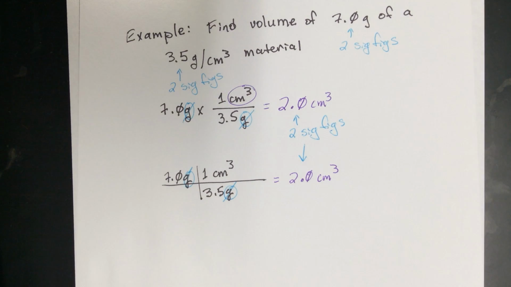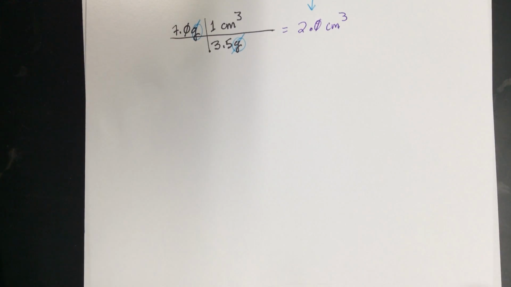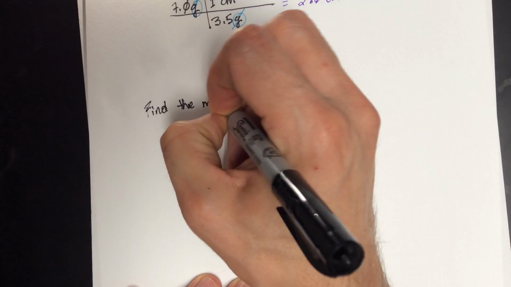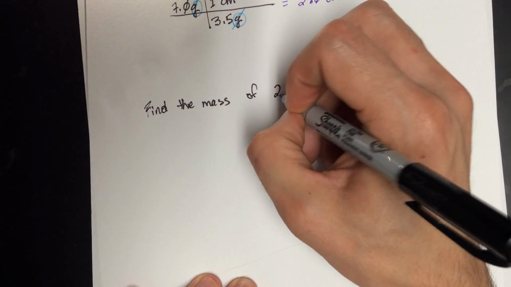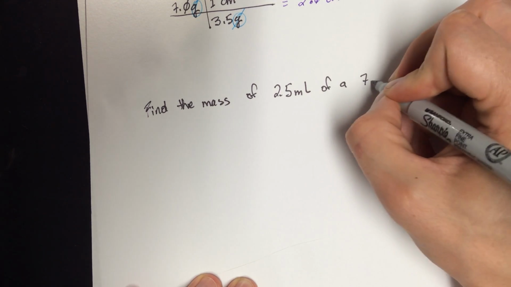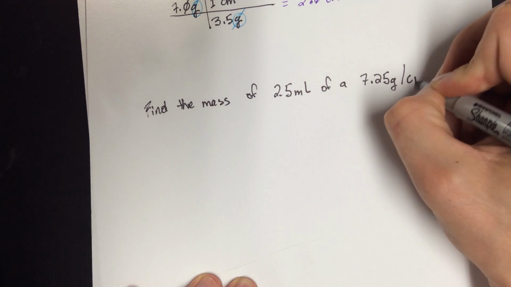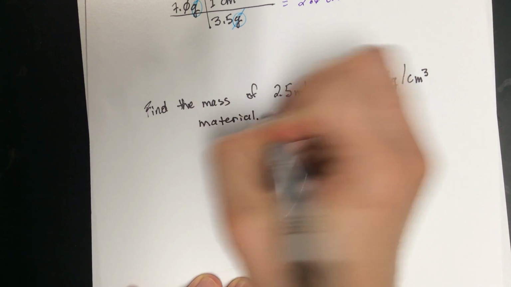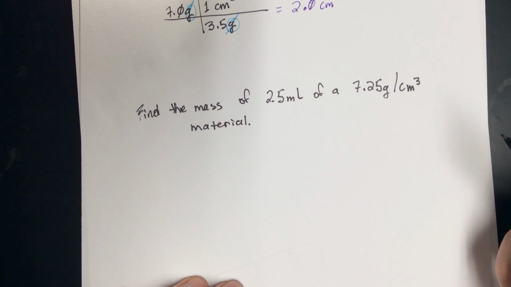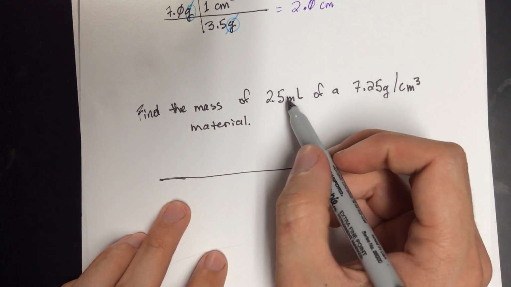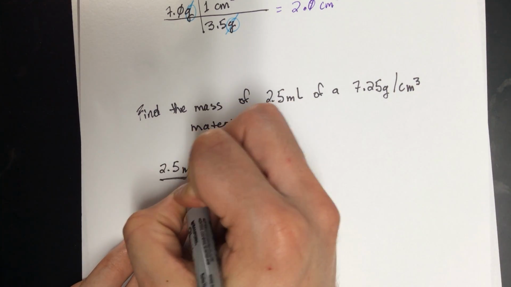But if you have a multi-step problem, for example, find the mass of 2.5 milliliters of a 7.25 gram per centimeter cubed material, dimensional analysis does become more helpful. So again, we're going to draw a long horizontal line, and we're going to place our number from our problem in the top left corner there.